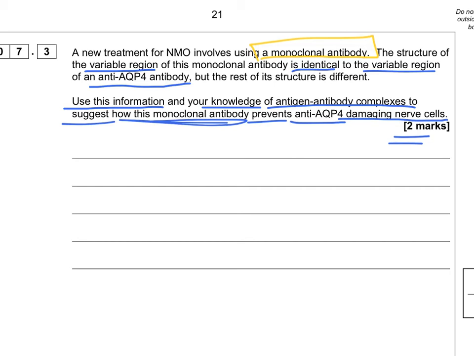So the key thing is to think, well, this is related to competitive inhibitors, but you're not going to be saying it's a competitive inhibitor. What they want to know is how it prevents anti-AQP4 damaging the nerve cell. So what will the monoclonal antibody be doing? Well, it will bind to the nerve cell antigen. So if it binds to the nerve cell antigen, less or no anti-AQP4 can bind. And when the monoclonal antibody binds, it doesn't cause damage to the nerve cell.